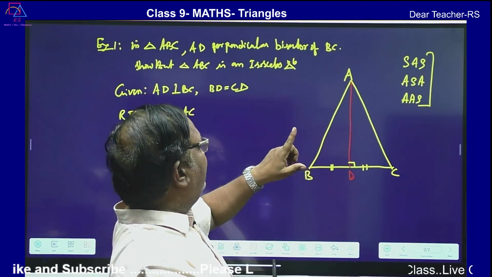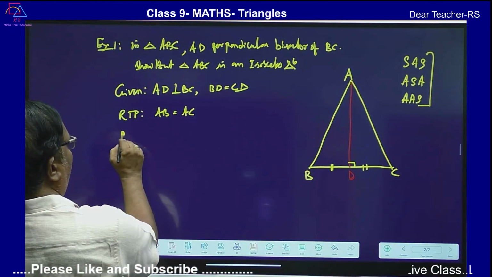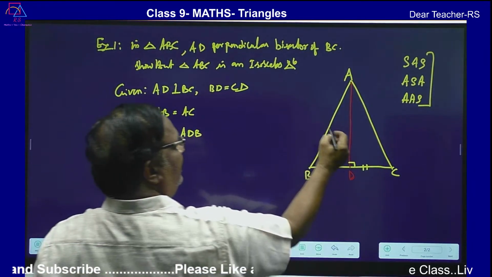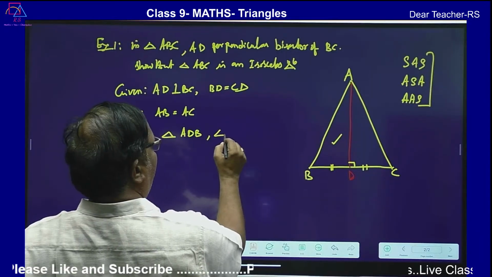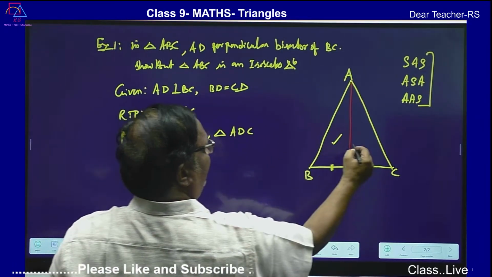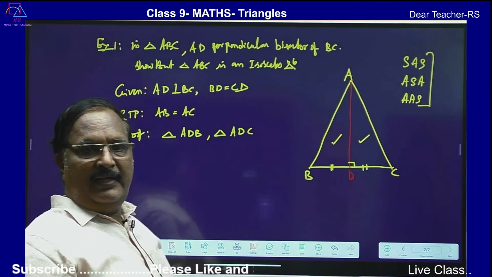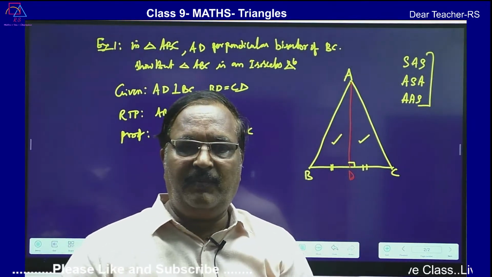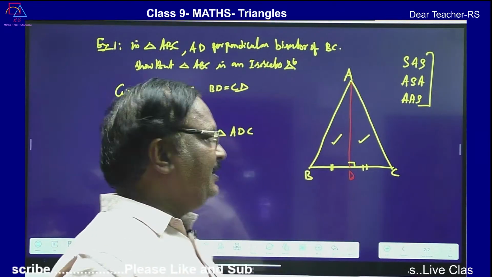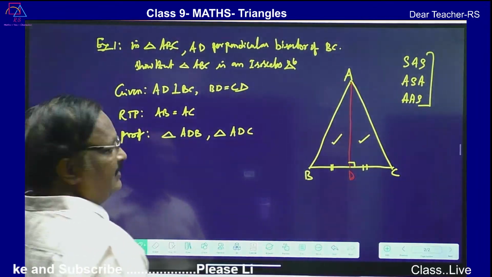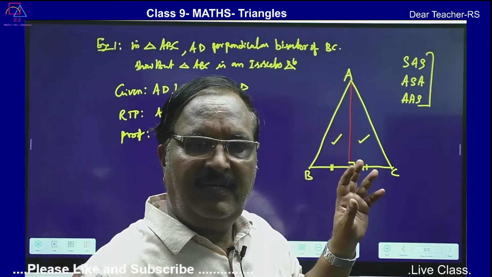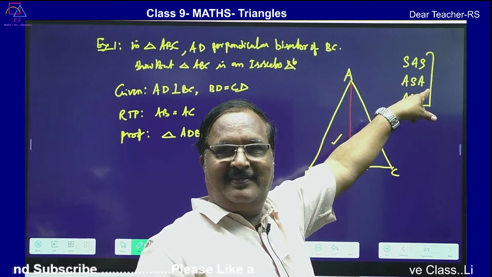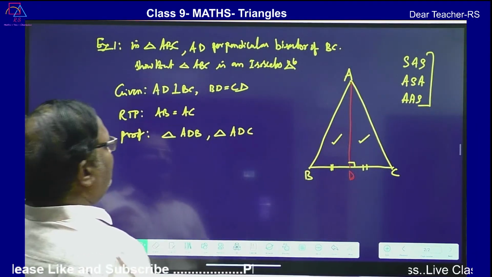So now we will take a proof. We will take triangle ADB, that means I am taking the left hand side triangle, and triangle ADC, the right hand side triangle. In these two triangles, I am listing out all the equal properties. This is an example, Mr. Shubham, based on these three rules. So now I will list out.